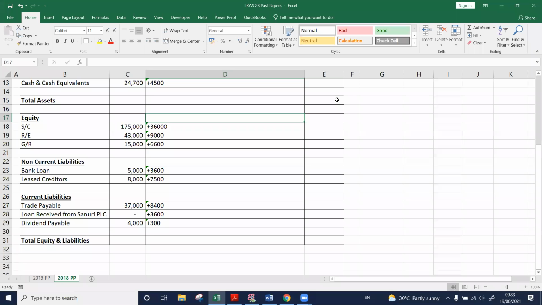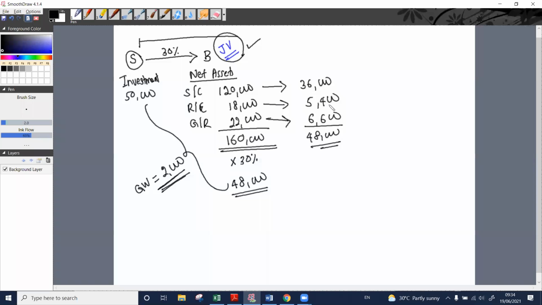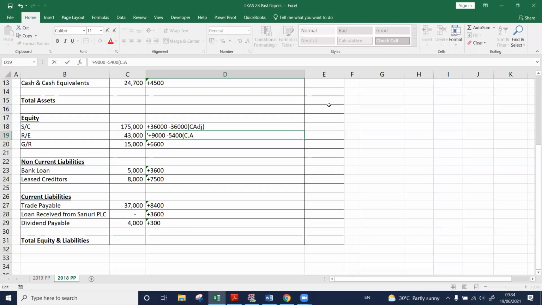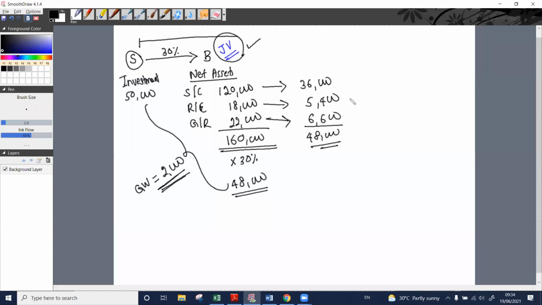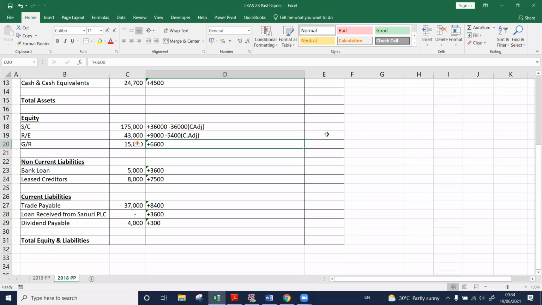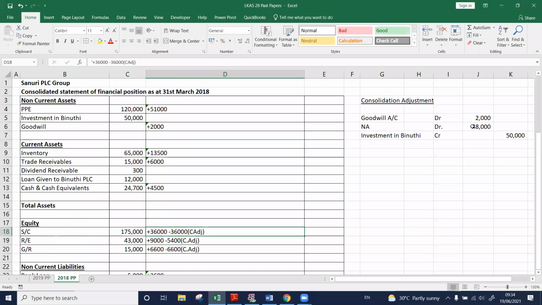Stated capital, we need to debit 36,000. I will say consolidation adjustment, CA. Consolidation adjustment, right? Retained earnings, we need to debit by 5,400. Consolidation adjustment. General reserve needs to be debited by 6,600. Consolidation adjustment. Right. So we have debited this 48,000.